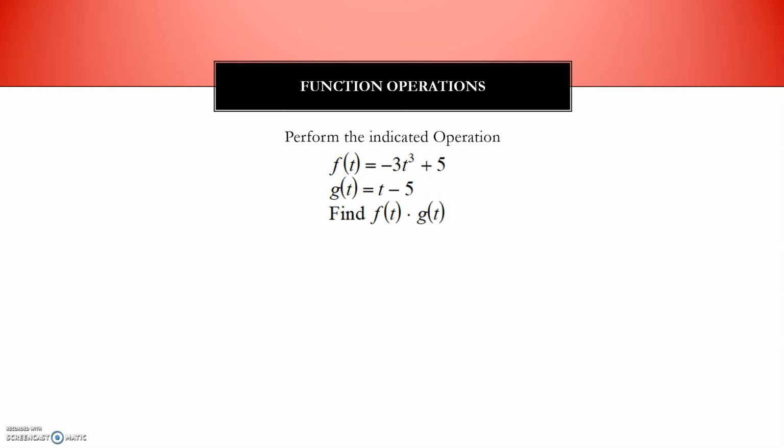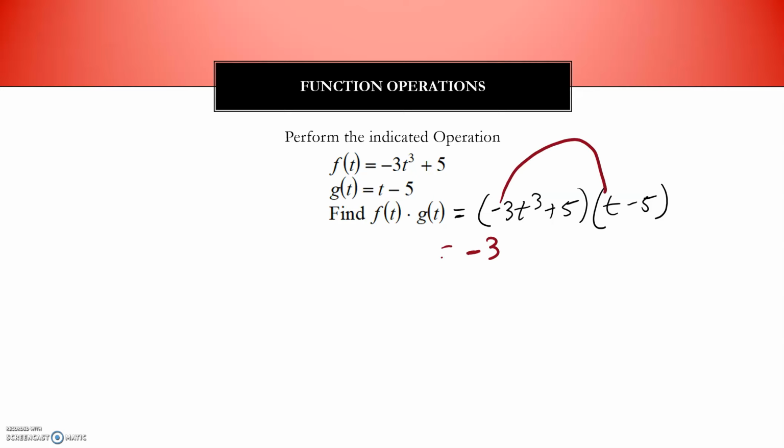All right, we can also multiply functions. So f of t times g of t is going to be equal to, and we're going to write it like FOIL, negative 3t to the third plus 5 times t minus 5, and then FOIL it. Negative 3t to the third times t is negative 3t to the fourth.